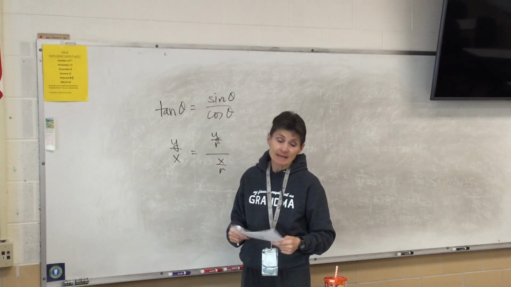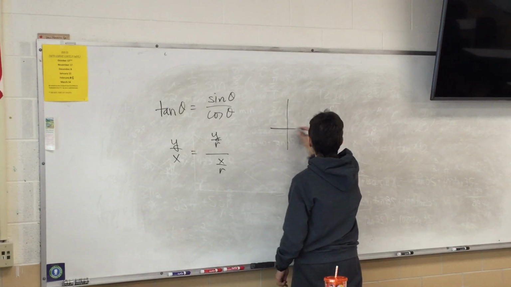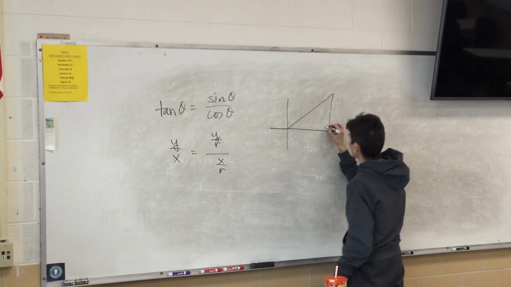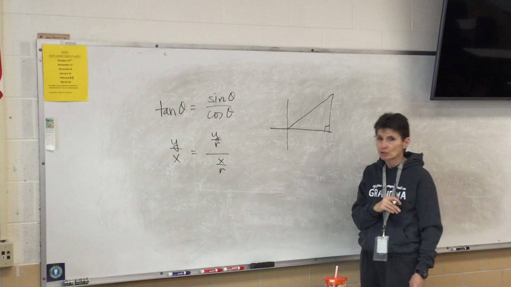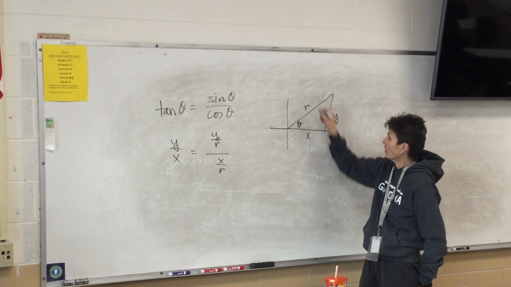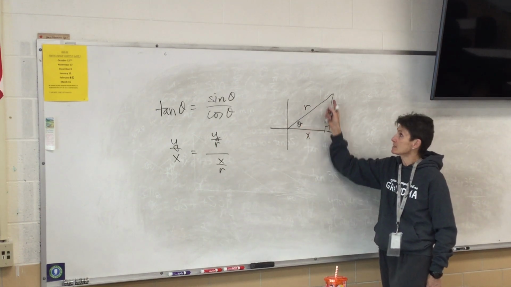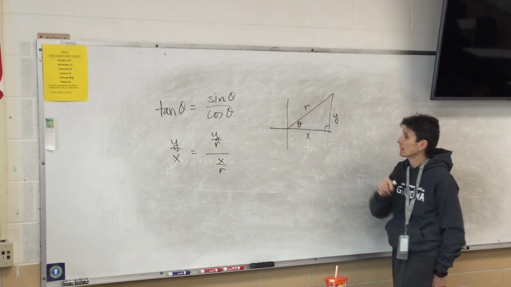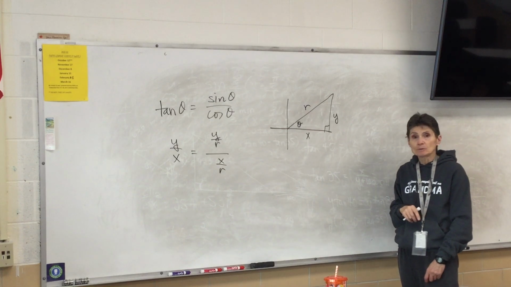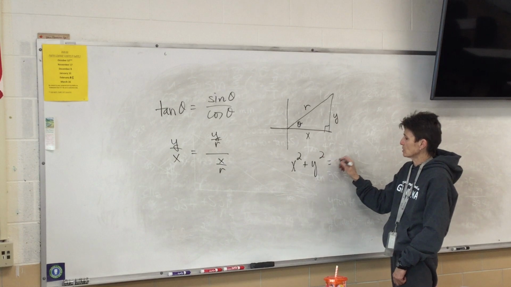The Pythagorean identities are huge. And again, it should make perfectly good sense to you if we draw our little right triangle in standard position. This is theta, this is x and y and r. X-axis, vertical is y, radius of the circle. It is absolutely true that x squared plus y squared equals r squared.